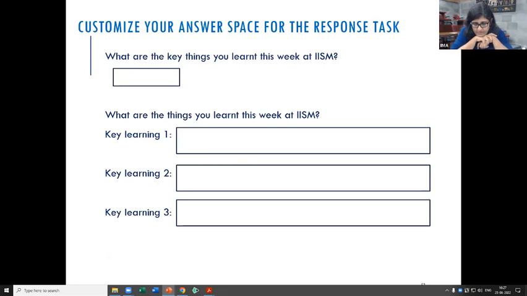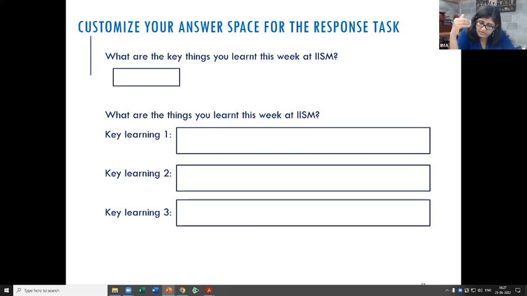Customize your answer space for the response task. So if you want to ask what are the key things that you have learned this week after this workshop, and if I give you a small box, then either you will not type, because the more you type, the more the text shifts and you can't read what you're typing, or you'll give me a shorter answer. So if I want a 50-word answer, I should tell you that I want between 50 to 70 words.